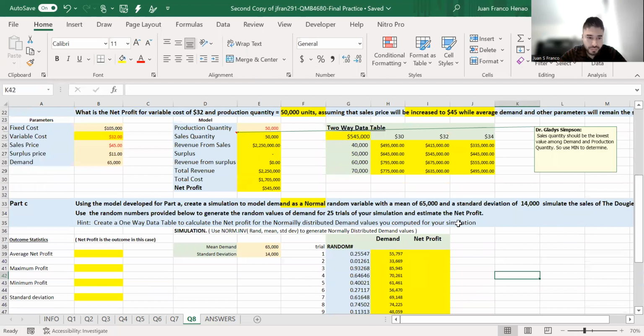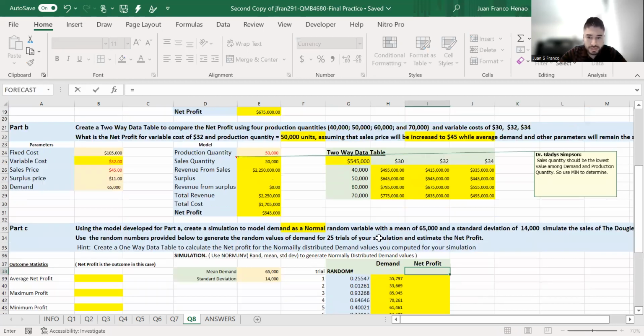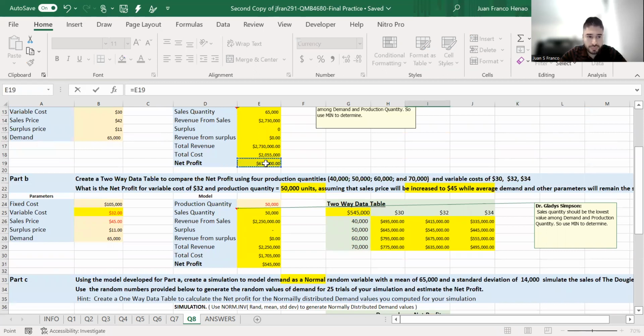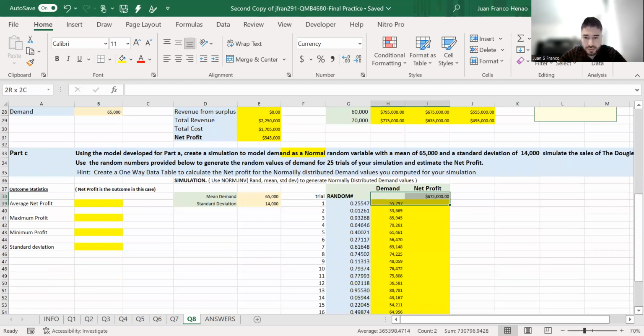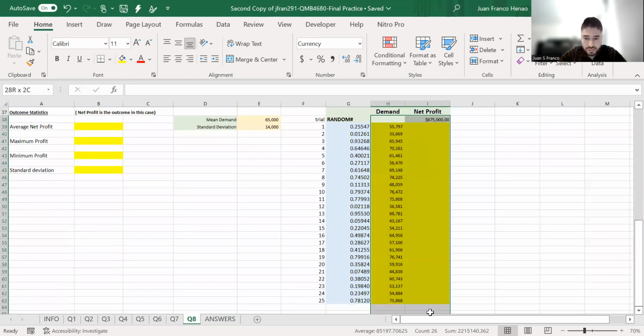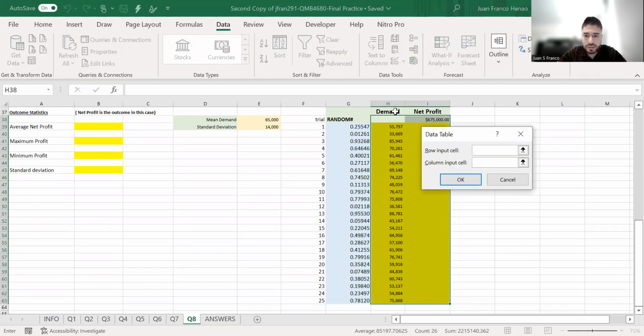Perfect. Okay, now we need to create a one-way data table for the profit according to these demands. So let's reference the profit from part A, and let's select the demand table and go to data, what if analysis, data table. And now we are looking at column, which is demand.